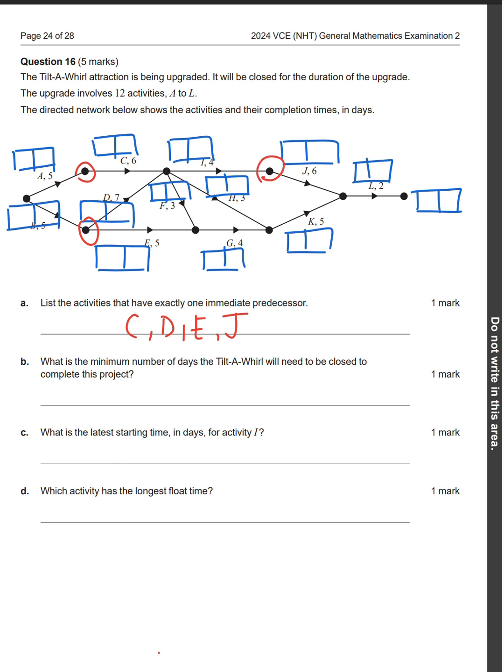Okay, so J. So D and E both have B, C has A, and J has I. I has both of those, so all those ones are out. G's out, that's out, and L's out. So it's just those 4. Okay, what is the minimum number of days the tilt wall needs to be closed to complete the project?